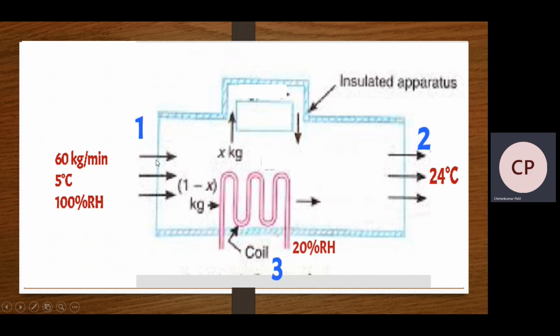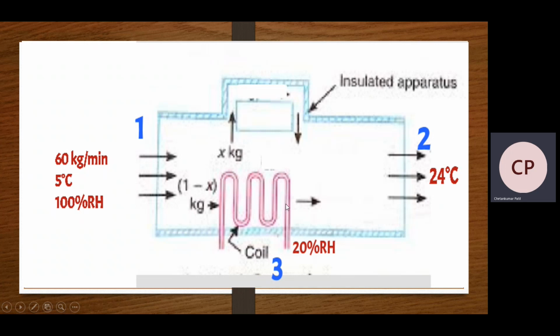Now if we observe when this air is entered into this coil, it is split into two parts. One part is passed over this coil and the other part bypasses from this path. So we will consider initially 1 kilogram of air is admitted at point 1. Then what is happening out of 1 kilogram, the x kilogram of air bypasses the coil and remaining 1 minus x kilogram of air moving over this coil.